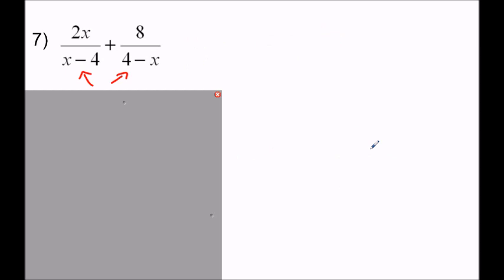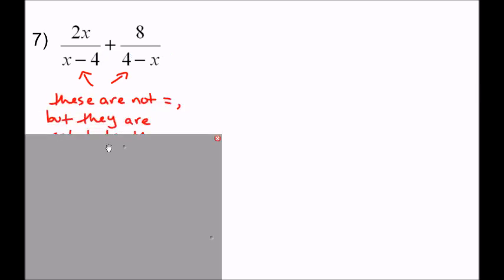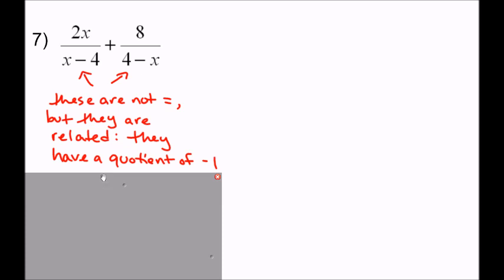All right, number 7 introduces a particular special case here where the denominators aren't the same, but you might notice they look darn similar. x minus 4 and 4 minus x. If you remember back to our simplifying, we said these are not the same. They are opposite binomials, okay? They're not equal, but they're related. They have what's called a quotient of negative 1. That means if I had x minus 4 over 4 minus x, they divide out and leave a negative 1.